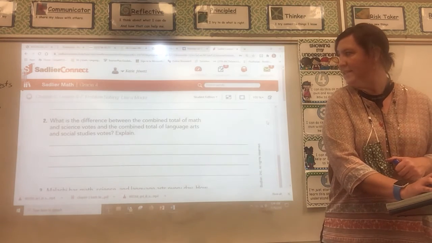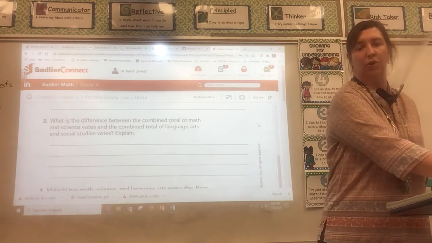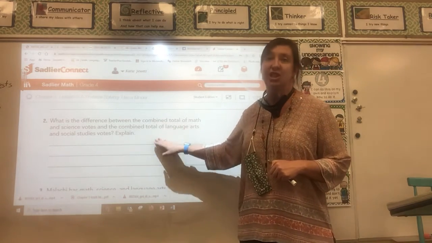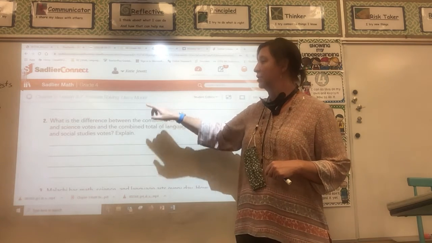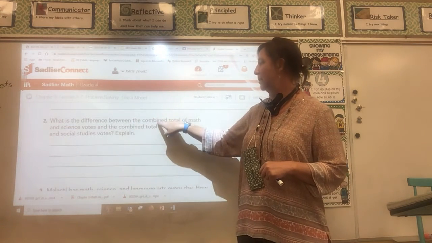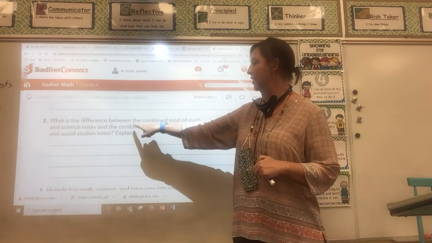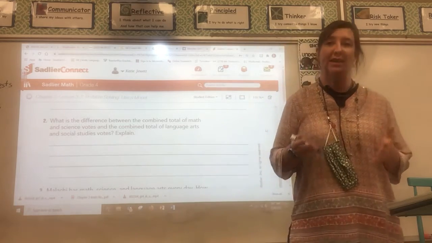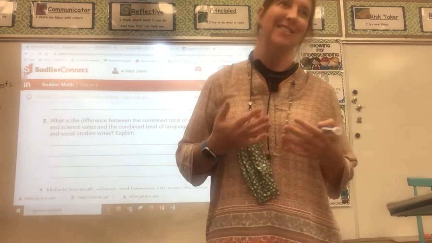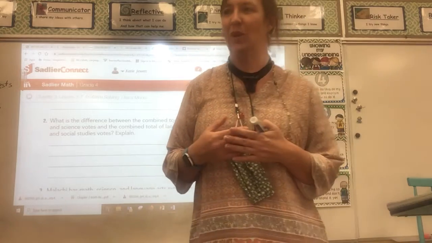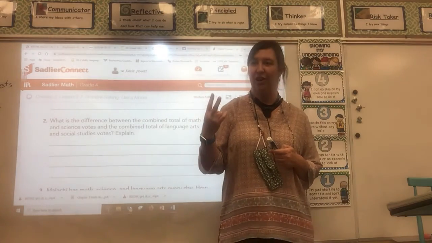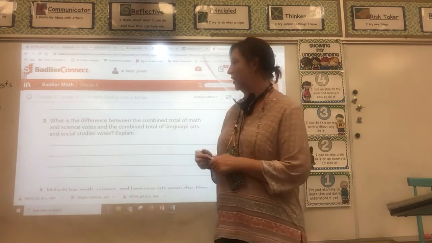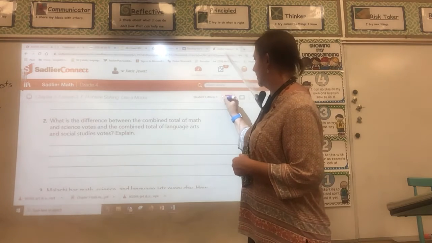So it says, what is the difference between the combined total? So notice the next question. Reed, are you with me? The next question is still referring to that bar graph. It says, what is the difference between the combined total of math and science and the combined total of language arts and social studies? So this is called a multi-step problem. The word multi means more than one. So you're going to add 2 numbers together and then add 2 more numbers together and you're going to subtract the difference.